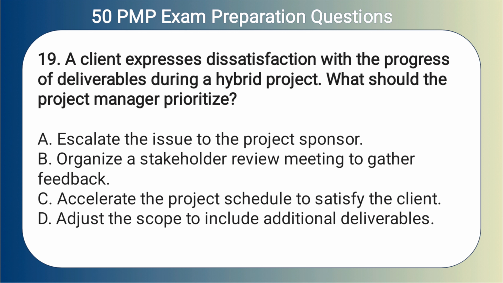19. A client expresses dissatisfaction with the progress of deliverables during a hybrid project. What should the project manager prioritize? A. Escalate the issue to the project sponsor. B. Organize a stakeholder review meeting to gather feedback. C. Accelerate the project schedule to satisfy the client. D. Adjust the scope to include additional deliverables.